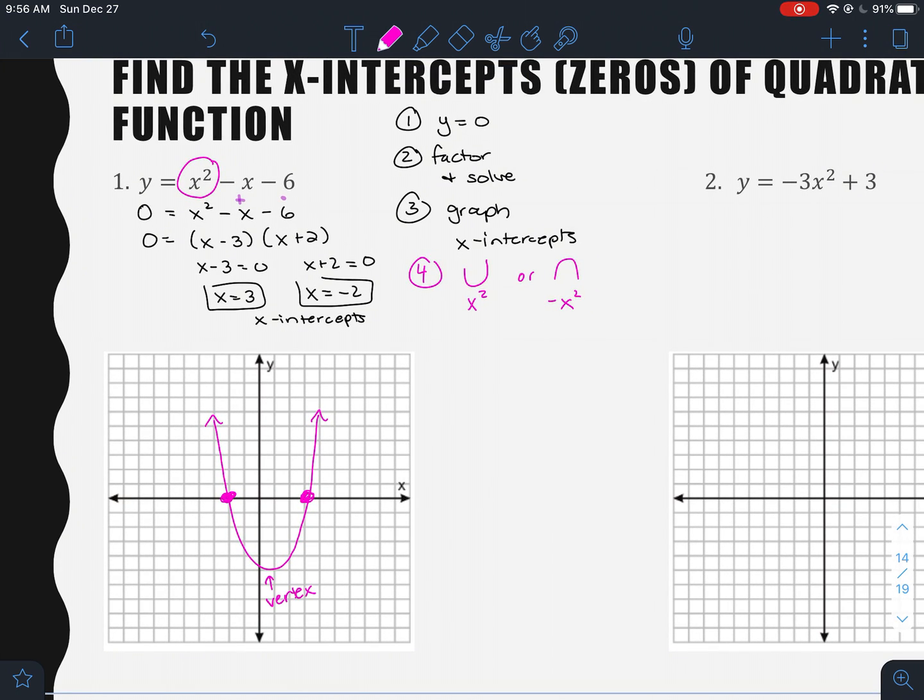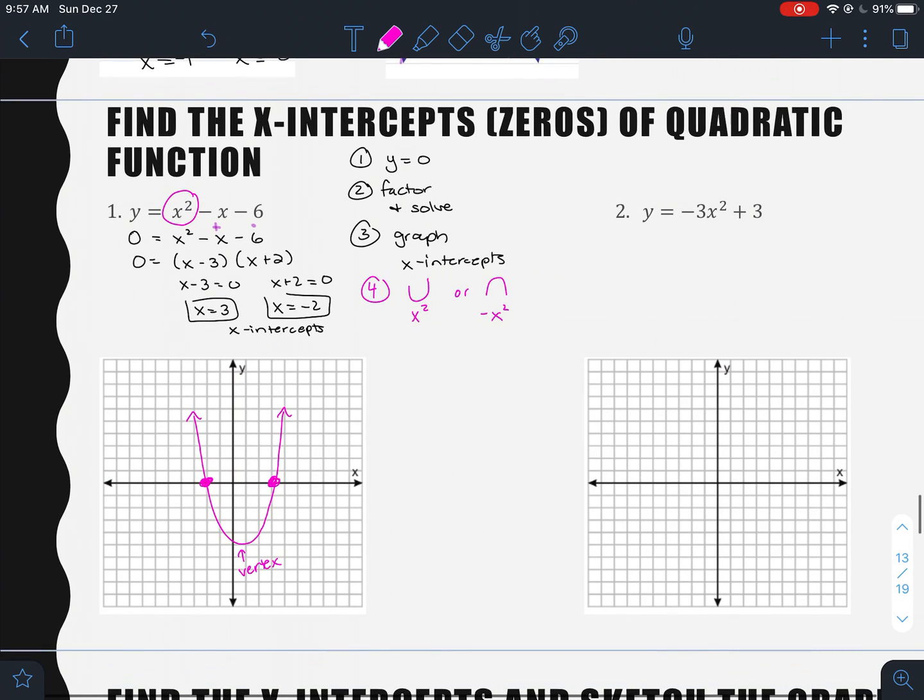It's not going to be a super accurate representation of the parabola because we're not finding this point right here, which is called the vertex. We're going to learn how to find the vertex later. But for right now, we're just going to leave it like that. And so that would be a sketch of that parabola, that quadratic function.